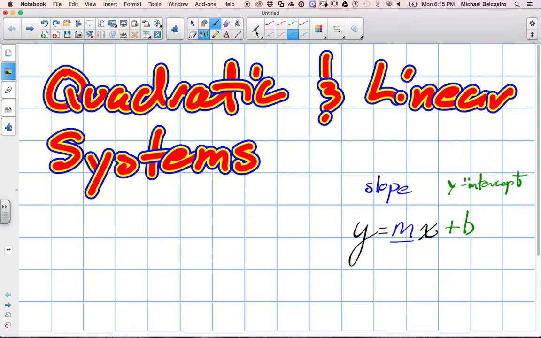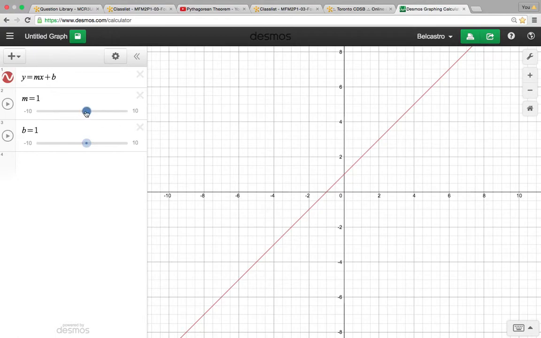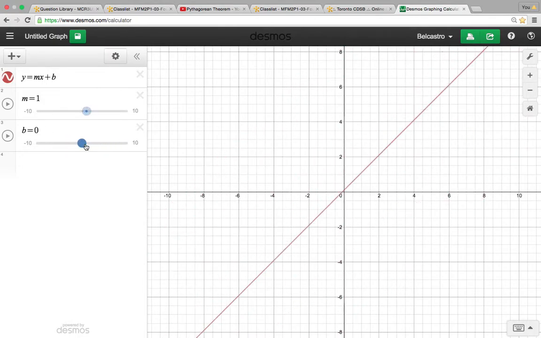Okay, so we can just plug values into this. We'll go to a graphing calculator here and play with that. So let's say we had y equals mx plus b. This asks us for sliders. So here's our line, and as we play with the slope, it obviously changes. And as we play with the y-intercept, it changes up and down.